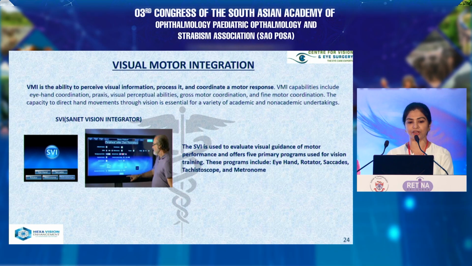Visual motor integration by using Sanet Vision Integrator. Again, it is a visual guidance of motor performance and offers primary programs used for vision training. It's very useful for sports vision therapy for children who need a very high level of training. It includes eye-hand, saccadic, tachistoscope, and metronome training.